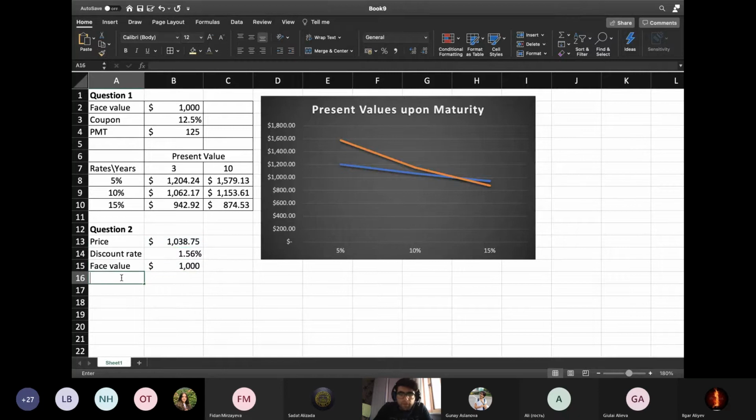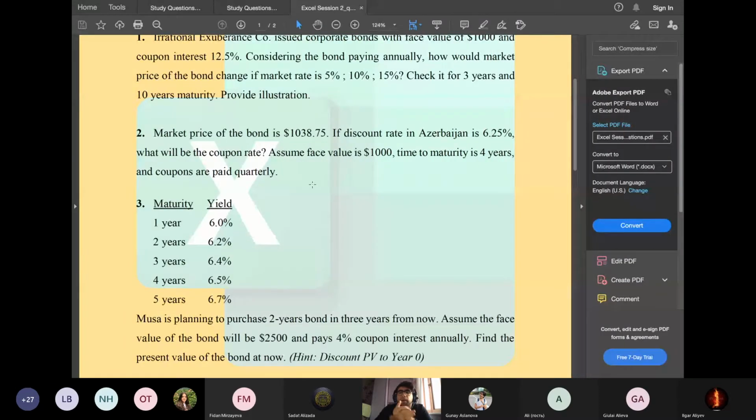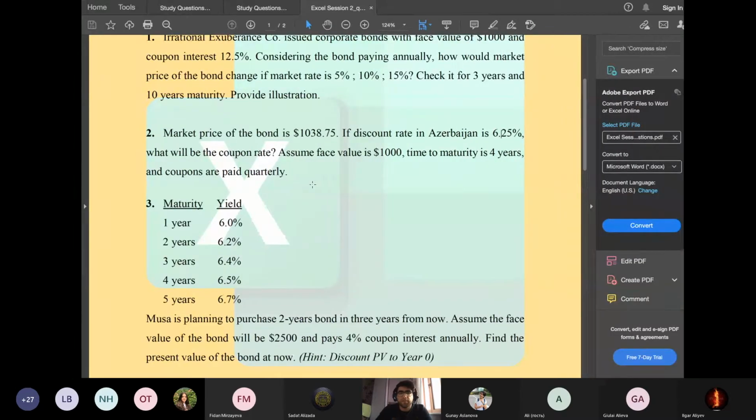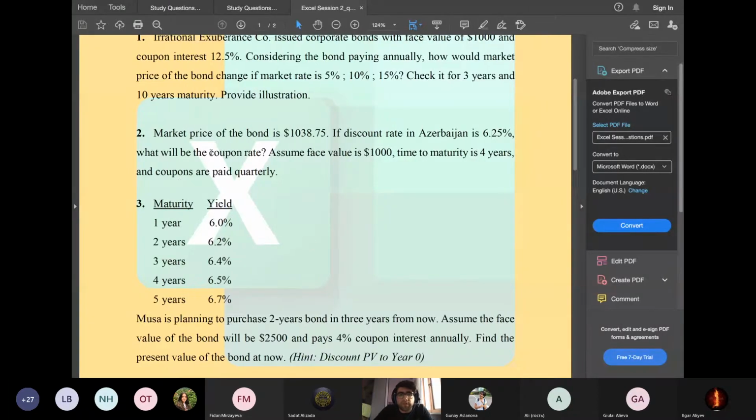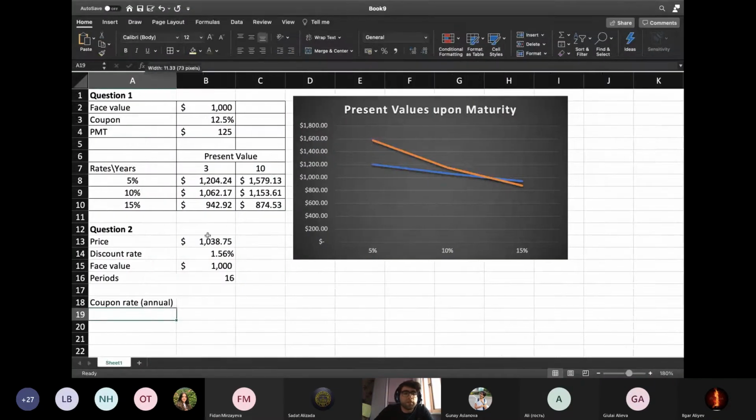And we have periods. Our period is 4 years, but our bond is paid quarterly, so therefore we have to multiply 4 by the number of quarters in a year. 4 by 4 is 16 quarters. So in order to find the annual coupon rate, because the question is asking for coupon rate, we should convert to annual.